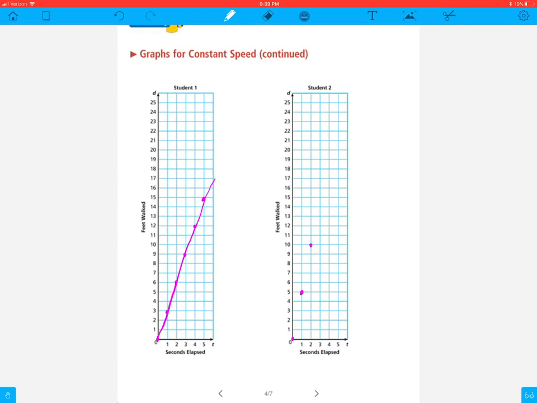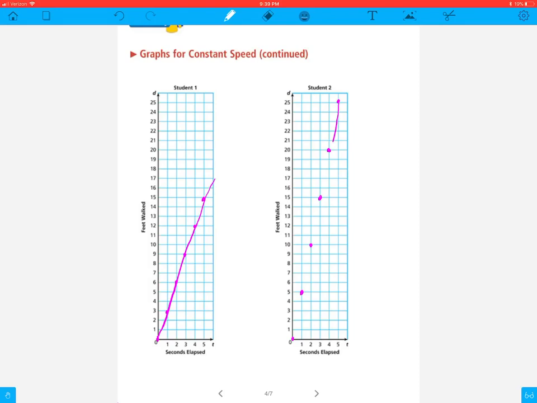To the 2, you'd go up 10. To the 3, you'd go up 15. To the 4, you'd go up 20. And to the 5, you'd go up 25. And I can connect that with a line.